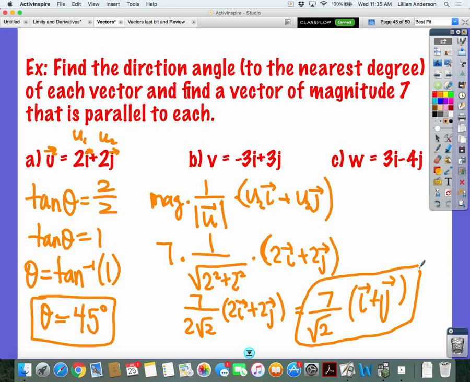We were given a magnitude already versus trying to recreate one ourselves. So we used the unit vector and we used that particular magnitude to find the vector that was parallel.